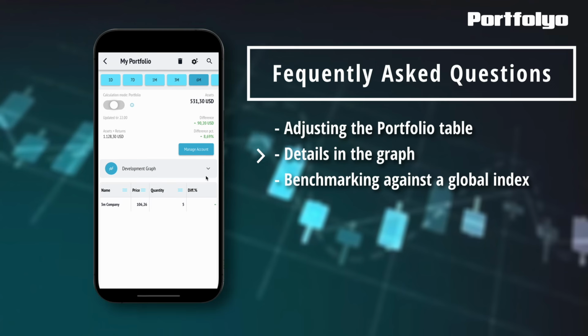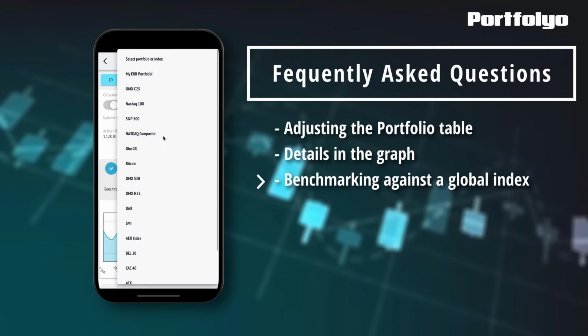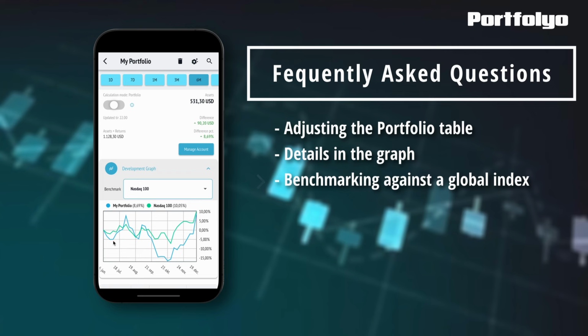While we're on the Portfolyo screen, I'll also showcase another small detail. When viewing the graph, it can be challenging to read the values. But here, you can drag your finger across the graph to get precise values. This also works when benchmarking the portfolio against an index.